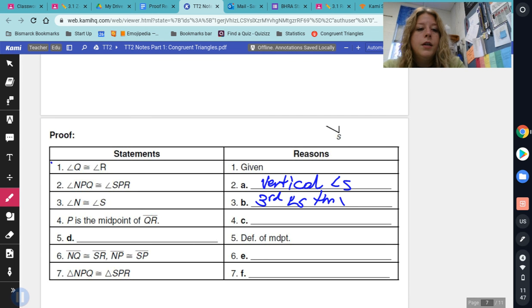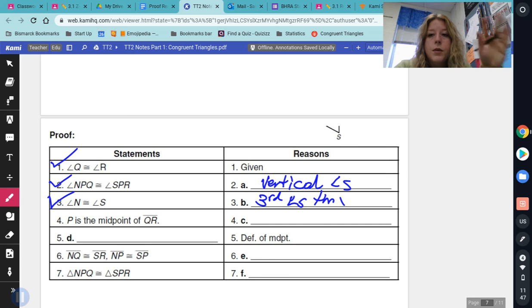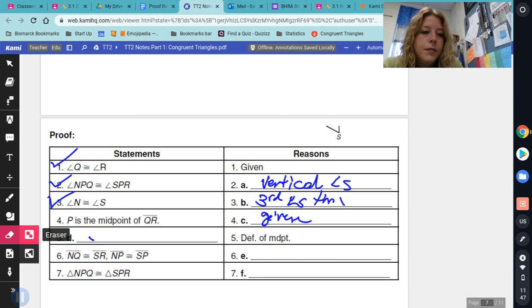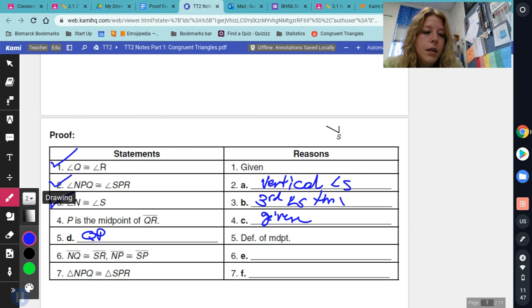So notice I have Q, one congruency, two congruency, three congruency statements. So I know my three angles. P is the midpoint of QR. That was given. And if we know it's a midpoint, then we can split it up. So we've got QP, not QB, QP congruent to PR. That's our first segment congruence.